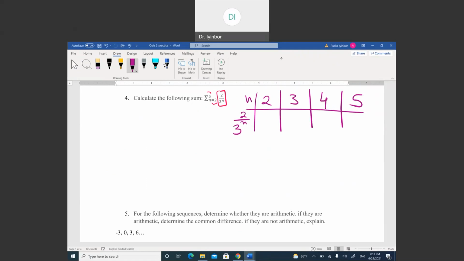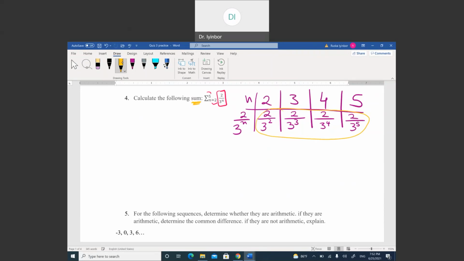So we have 2 over 3 squared. The next one is going to be 2 over 3 cubed, 2 over 3 to the 4th, and 2 over 3 to the 5th power. And you're going to add those numbers. So what you need to do is add those numbers because it says sigma, find the sum. Find the sum. So you're going to add all these numbers.